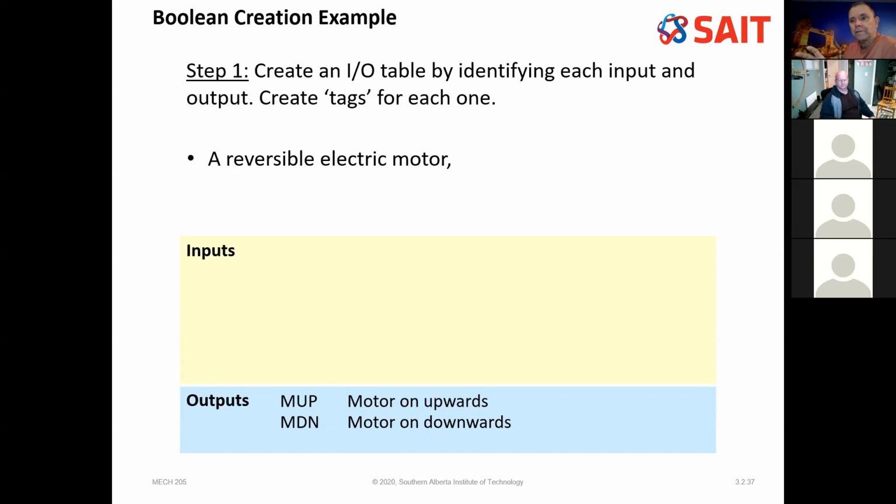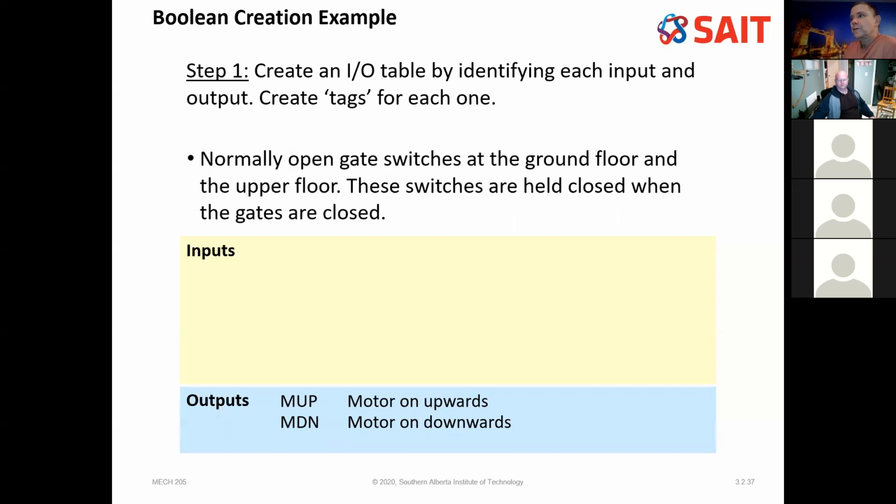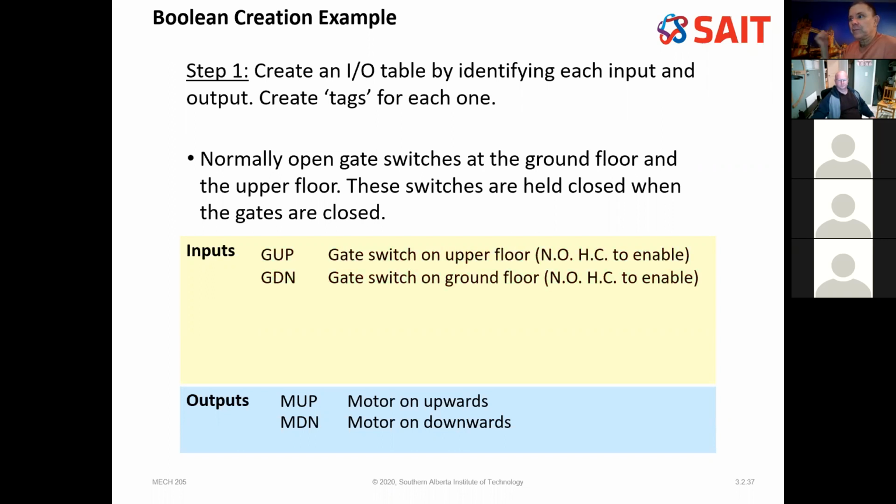There's another output. What is it? Brake. Brakes. Good, Furman. Oh, they're doing an input now. That is an output, and it's going to come a little bit later. They're going to mention that later. But now they're doing an input. So the normally open gate switches on the ground floor and the upper floor. So they're normally open. They're held closed by the door. So we'll call gate up, which is going to be the one on the upper floor, and we'll call gate down, which is the one on the ground floor. They're normally open, held closed. Okay.